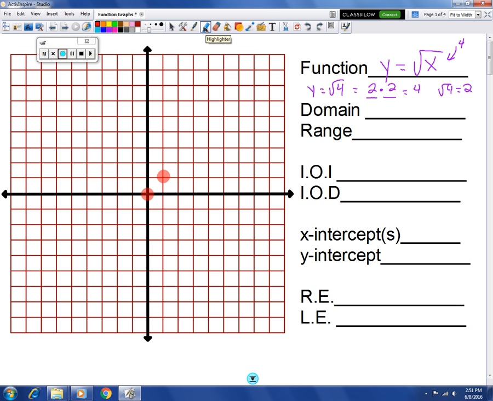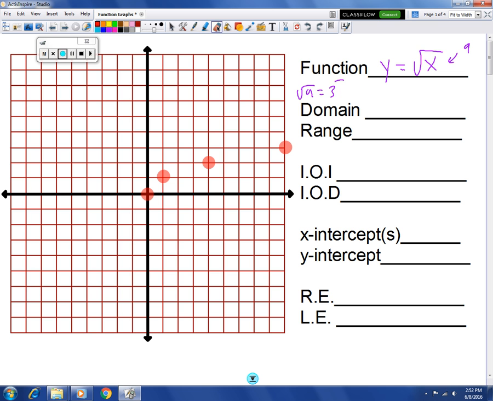So on the x-axis, go to the right 4, and on the y-axis go up 2. So there's another point. And I have room for one more point. So my next number for x is 9. The square root of 9 is 3. So I substitute in 9 and I get an answer of 3. So I have another point there.